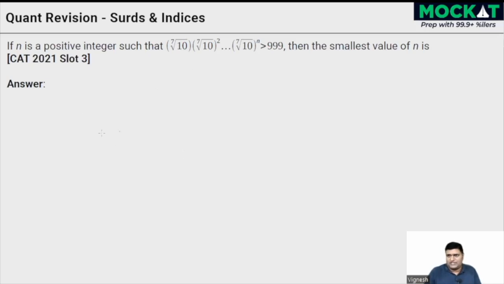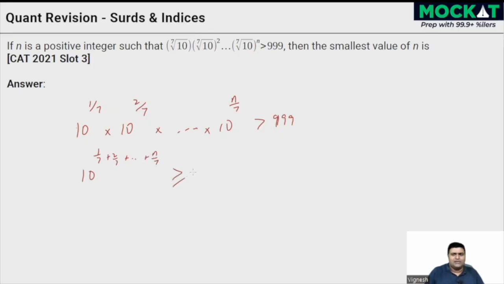Okay. So first up, I have to write this as 10 power 1 by 7 into 10 power 2 by 7. 10 square whole power 1 by 7. So 10 power 2 by 7, and so on till 10 power n by 7 is greater than 999. So if the bases are the same, the powers can be added up. 1 by 7 plus 2 by 7, so on till n by 7 is greater than or equal to 999.